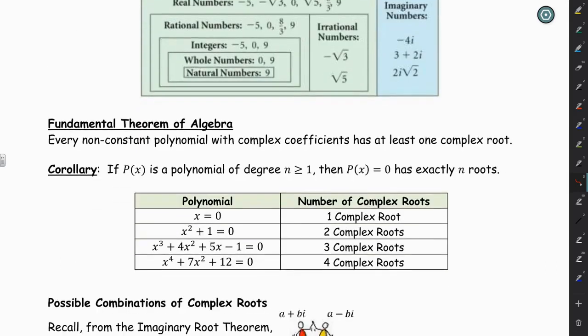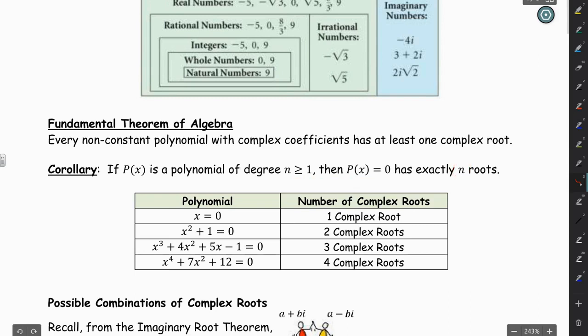Now, the fundamental theorem of algebra says that every non-constant polynomial with complex coefficients has at least one complex root. And the corollary to that says that if p of x is a polynomial of degree n greater than or equal to 1, then p of x equal to 0 has exactly n roots.